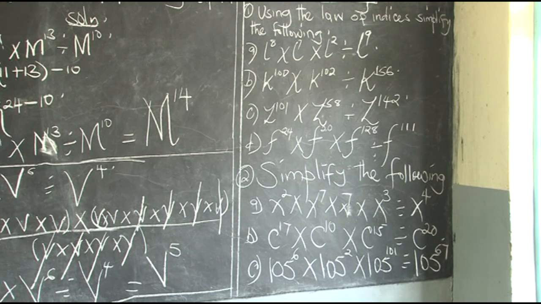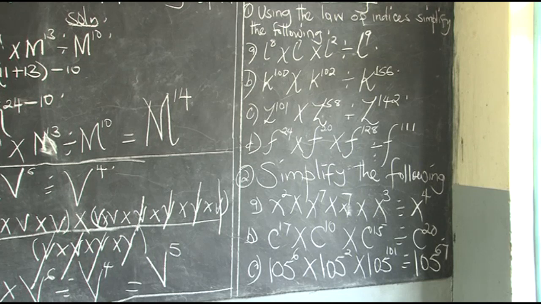The second example, they say to simplify the following. X to power 2 times X to power 7 times X to power 7 times X to power 3 divided by X to power 4.